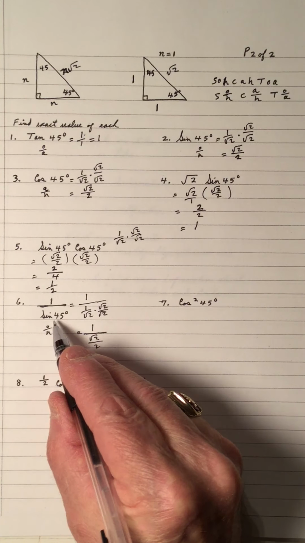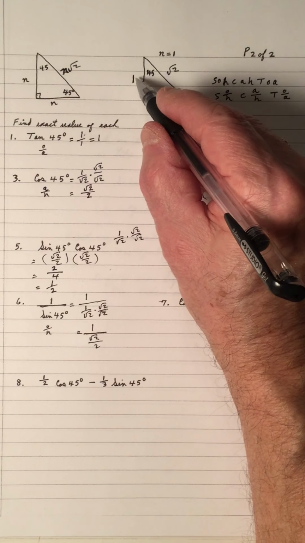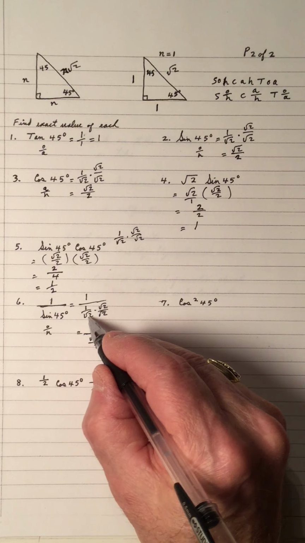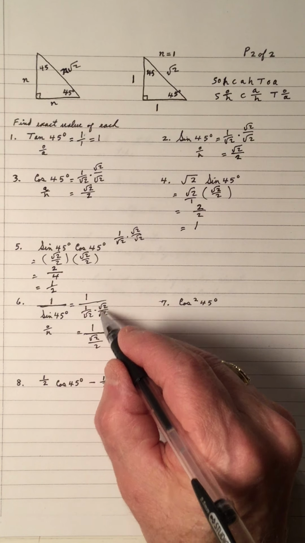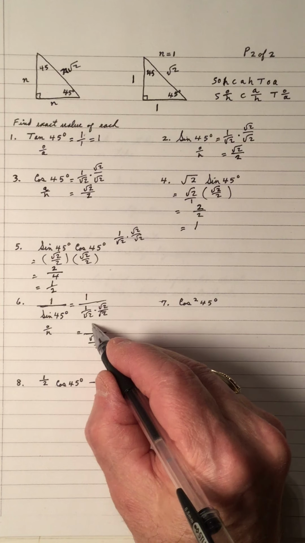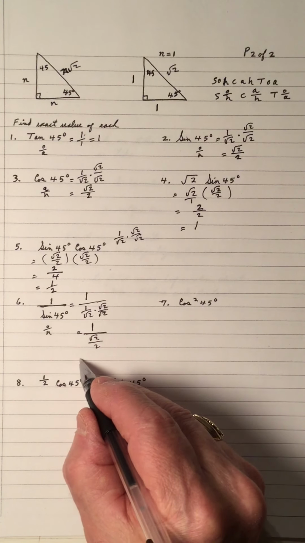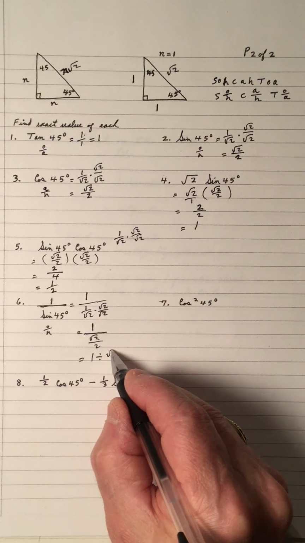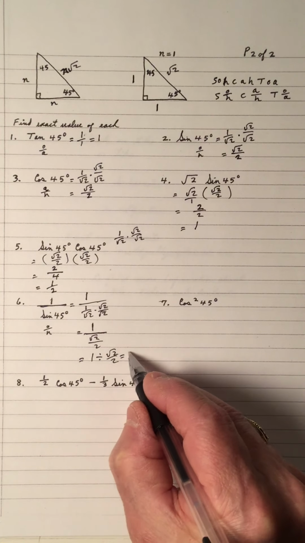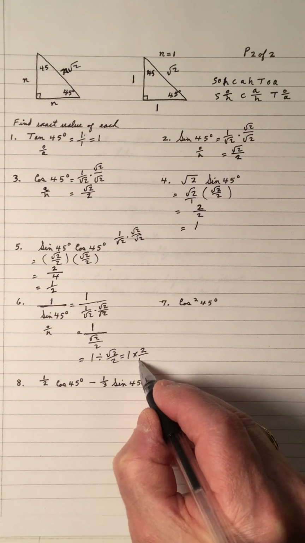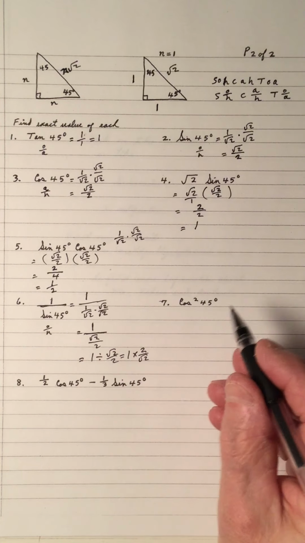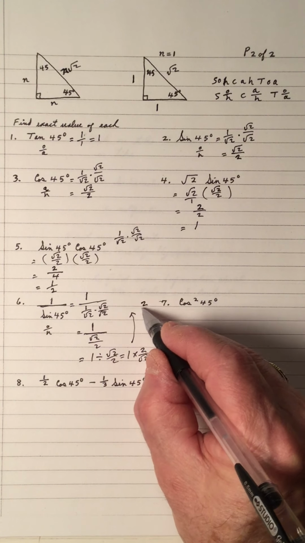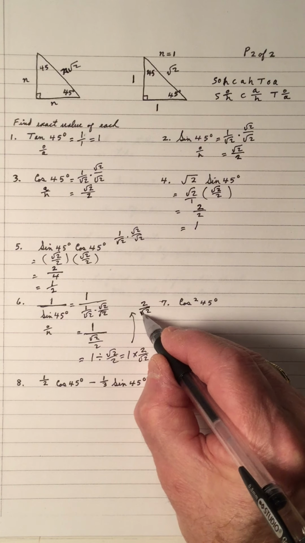Again, sine of 45, look up here, sine of 45 is opposite over hypotenuse, 1 over root 2, multiply root 2 on top and bottom. That gives me root 2 over 2. I didn't touch the 1 yet. Now 1 divided by, so that's the same as 1 divided by root 2 over 2. So that's the same as 1 times 2 over root 2, which gives me, and I'm going to go up here, that gives me 2 over root 2.